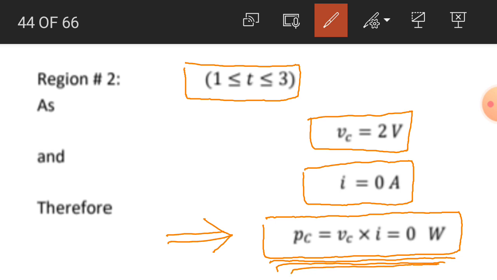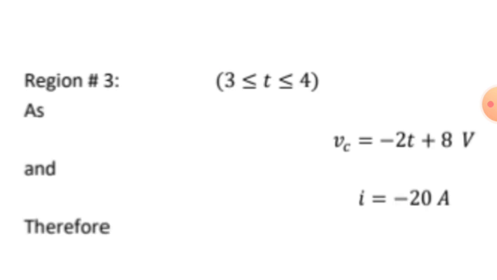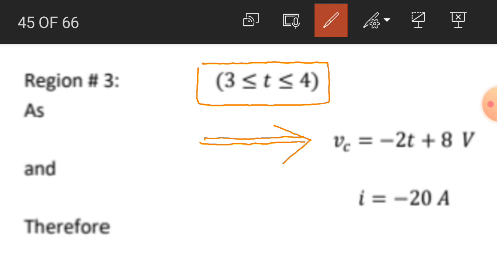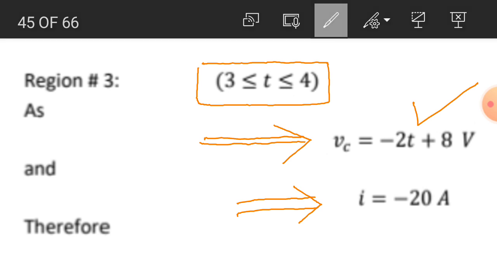Now we consider region number 3. In region number 3, the time is changing from 3 to 4. The voltage across the capacitor is known in region number 3, which is minus 2t plus 8 volt. The current is known in region number 3, which is minus 20 ampere. There is a constant current in the capacitor in region number 3. This minus sign indicates that the current in the capacitor will be in the opposite direction.